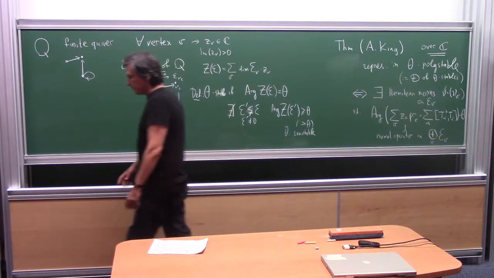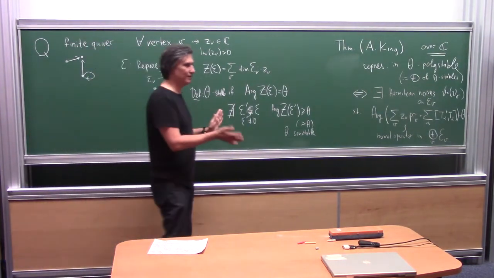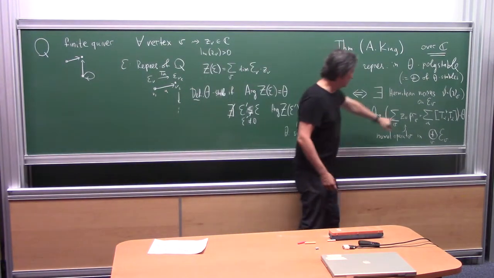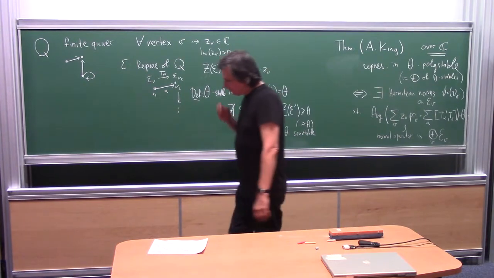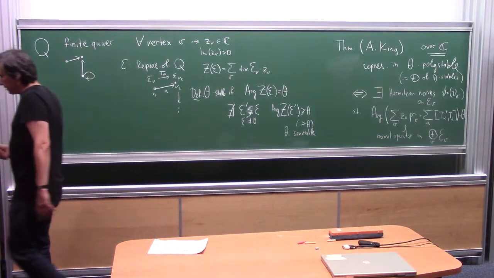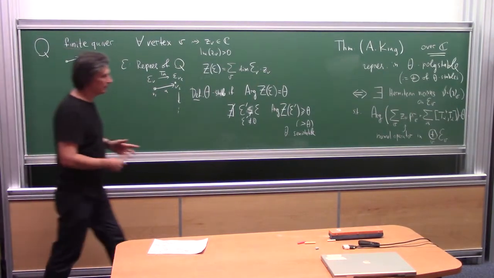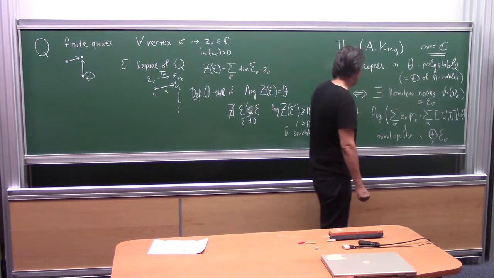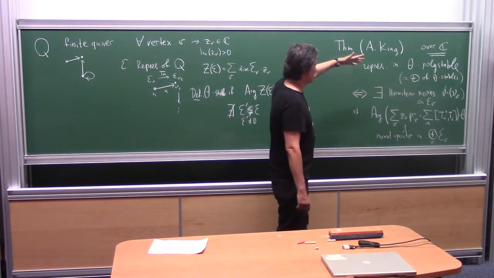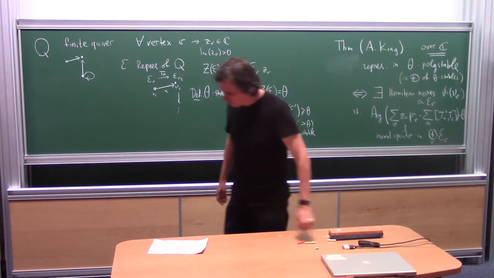It's easy to see that this operator is normal. It's not self-adjoint, but the imaginary part commutes with the real part. The imaginary part is just a linear combination of projectors, so it's obvious. For such an operator we can speak about its argument. It has eigenvalues, which are numbers in the upper half plane. We say that if this operator has argument theta, then the representation is polystable, and this is the characterization.